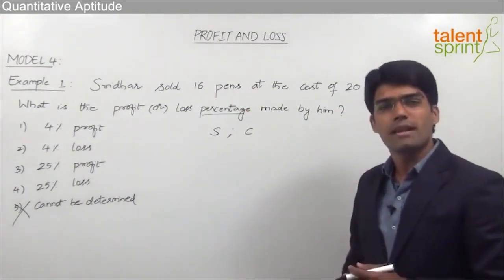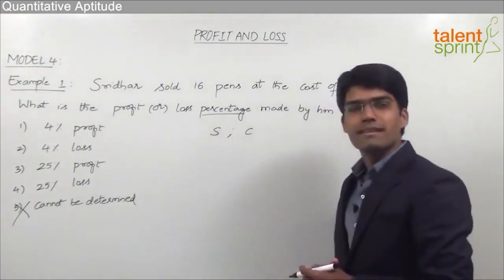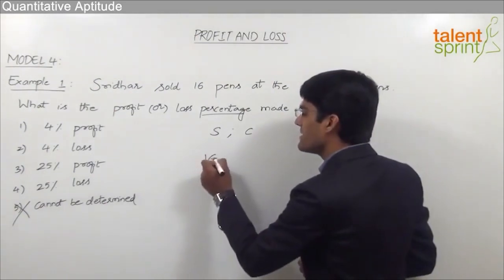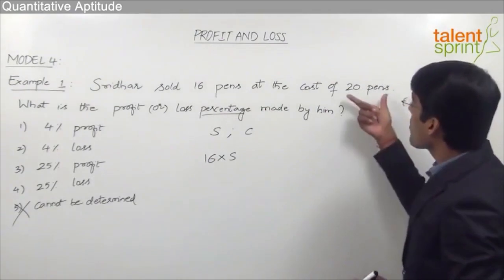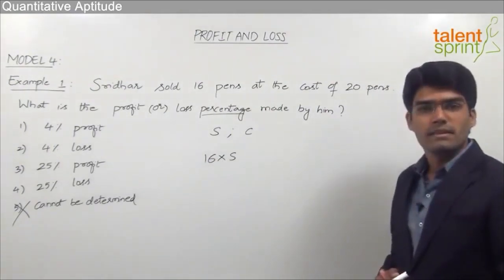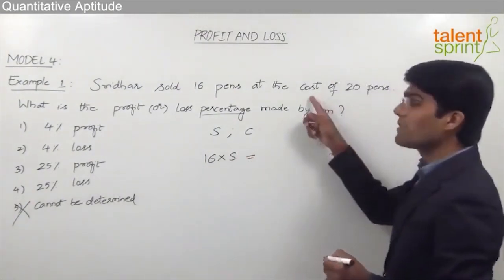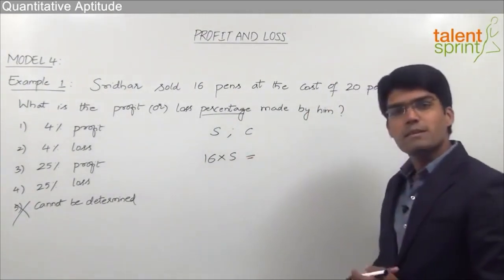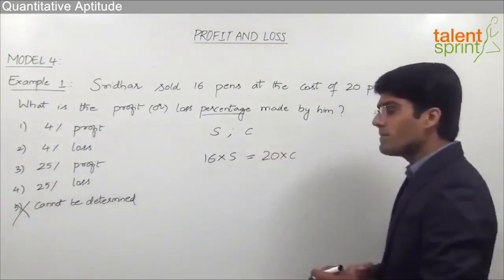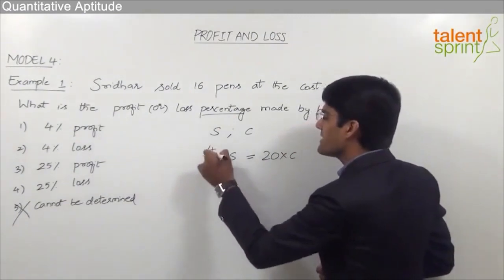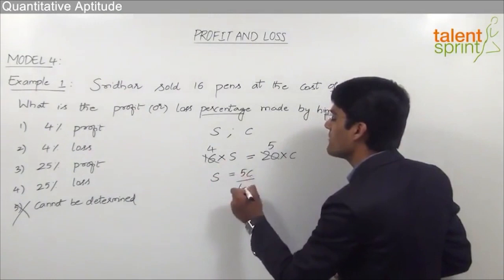So the total selling price must be 16 into S. Why? Because the selling price of each pen is S. So total selling price here will be 16 into S. And these 16 pens were sold at the cost of 20 pens. That means the selling price of 16 pens is equal to the cost price of 20 pens. If the cost price of each pen is C, the cost price of 20 pens would be 20 into C. So from this we can say that 4S equals 5C, or S equals 5C by 4.